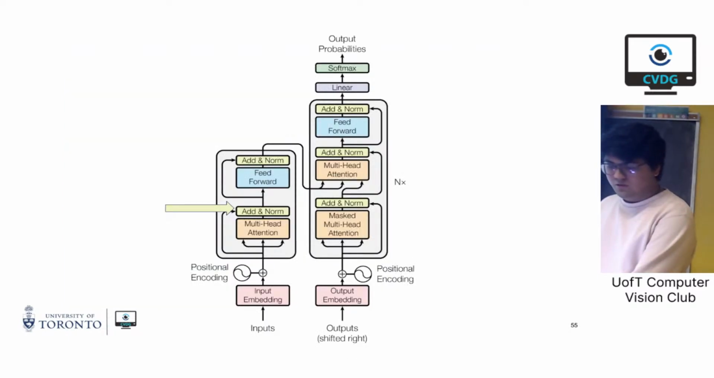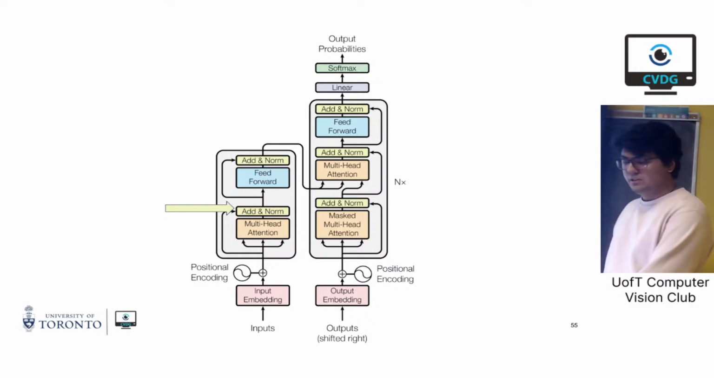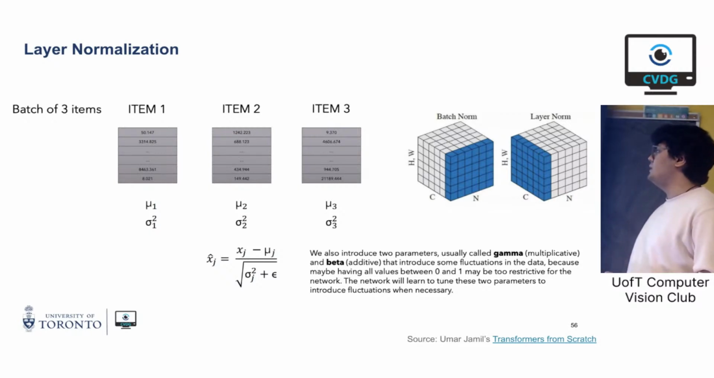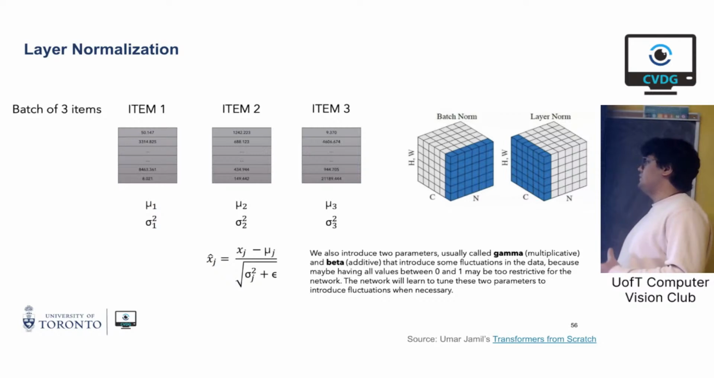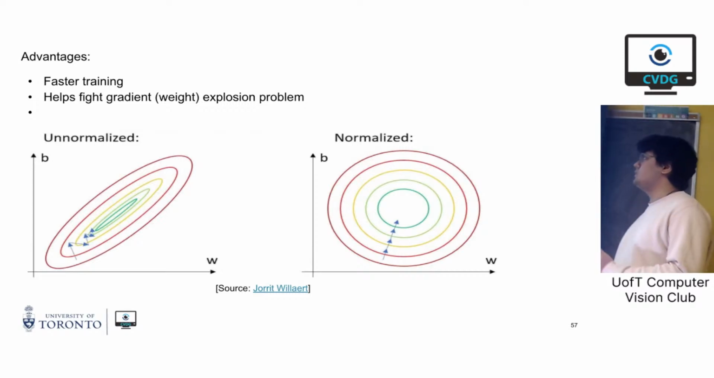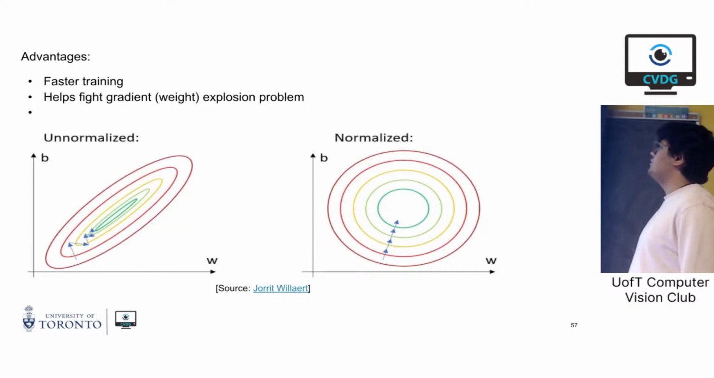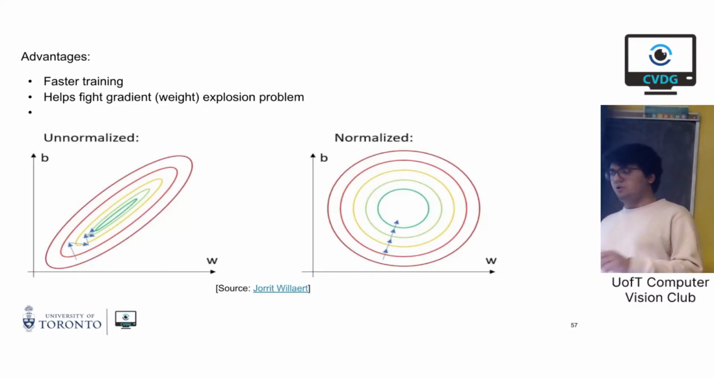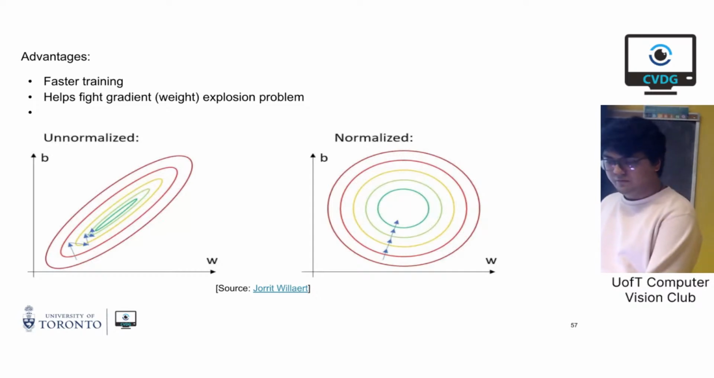Now we'll move on to the norm part, which is short for layer normalization. In layer normalization, we take the elements of a particular layer. We compute the mean and variance of each of them, and then we calculate a new value using this formula. The advantage of using normalization is that it helps us with faster training, and again helps us fight the gradient explosion problem, which basically means that the gradients are very big numbers, and the output would be much bigger numbers, and the neural network would just keep diverging from point to point and won't learn anything.